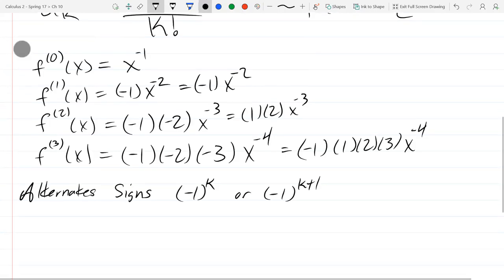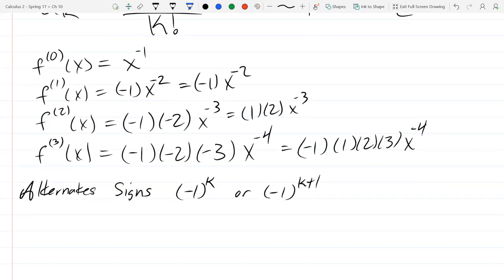What other pattern is happening here? There's two other patterns occurring. Building up a factorial in front of the x. The reason I didn't multiply those numbers together is because you can see the factorial pattern building up. The next one would obviously be times 4, times 5, times 6. It looks like k factorial. It's not even offset: for the second derivative we get 2 factorial, third derivative, 3 factorial. So this is just going to be k factorial. And remember, 0 factorial is 1, not 0.